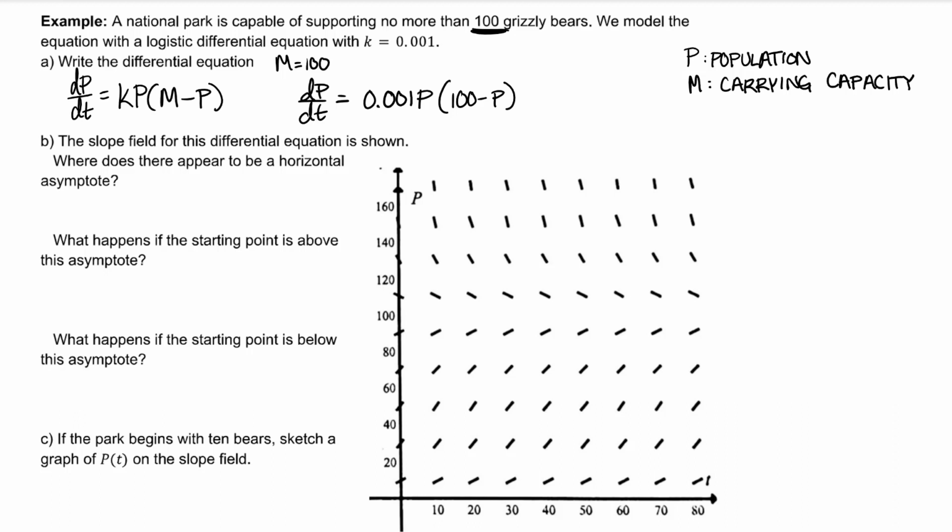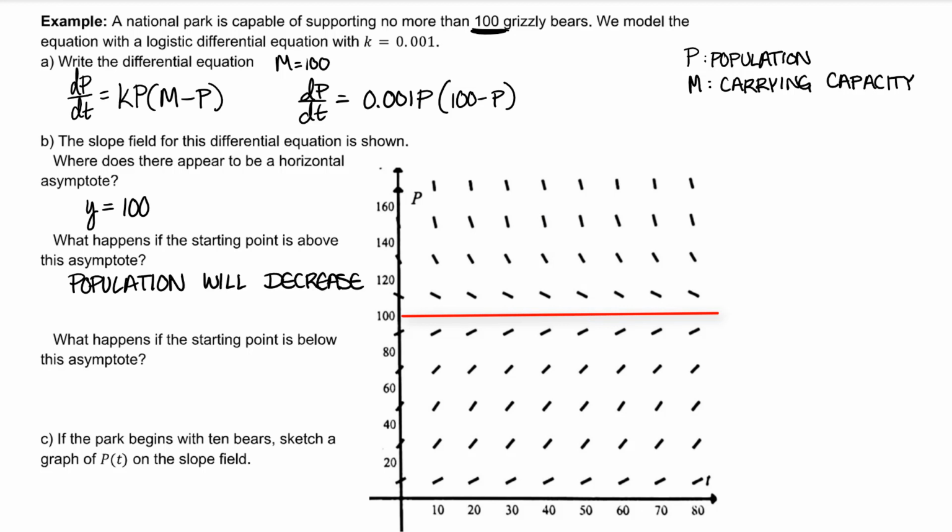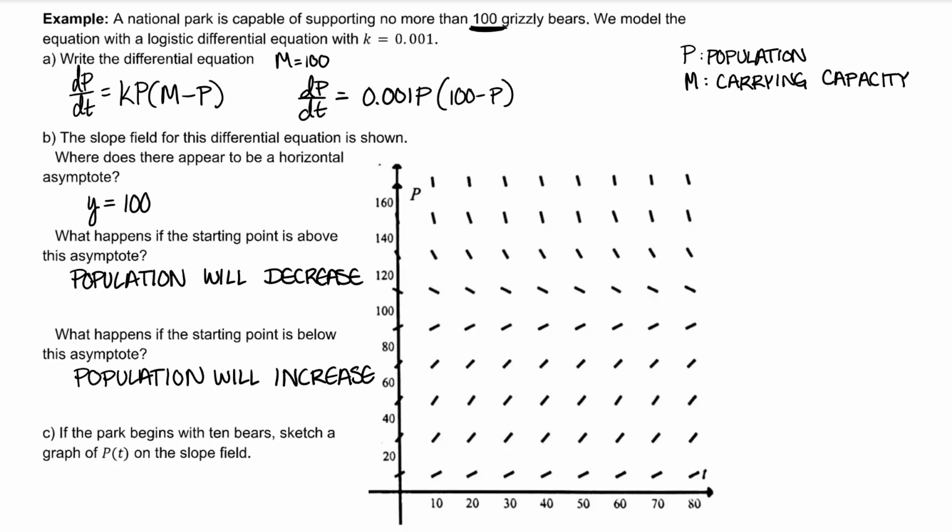The slope field for this differential equation is shown. Where does there appear to be a horizontal asymptote? It looks like y equals 100. What happens if the starting point is above this asymptote? The population of bears will decrease. What happens if the starting point is below this asymptote? The population will increase. If the park begins with 10 bears, sketch a graph of p of t on the slope field. Starting with 10 bears is an initial point of 0, 10, and follow the slopes to get an estimate of your solution curve.